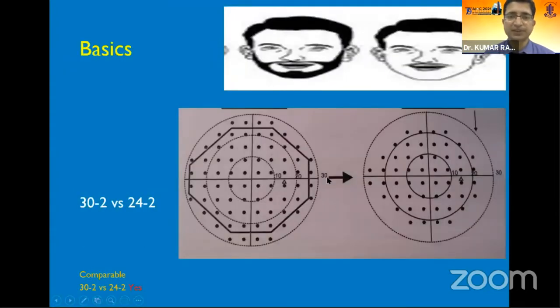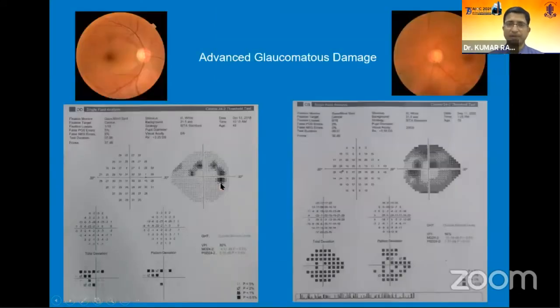Now coming to the basics of HVF, normally we go for a 30-2 or a 24-2 program. In the 30-2 program, we evaluate the 30-degree field of the patient with the help of point evaluation of the retina. Around 76 points are evaluated. In 24-2, the outer rim is left out, and the rest of the points are similar. So for 24-2 and 30-2 reports, most of the points are similar in assessment. So we can compare these 2 reports. These 2 reports are comparable.